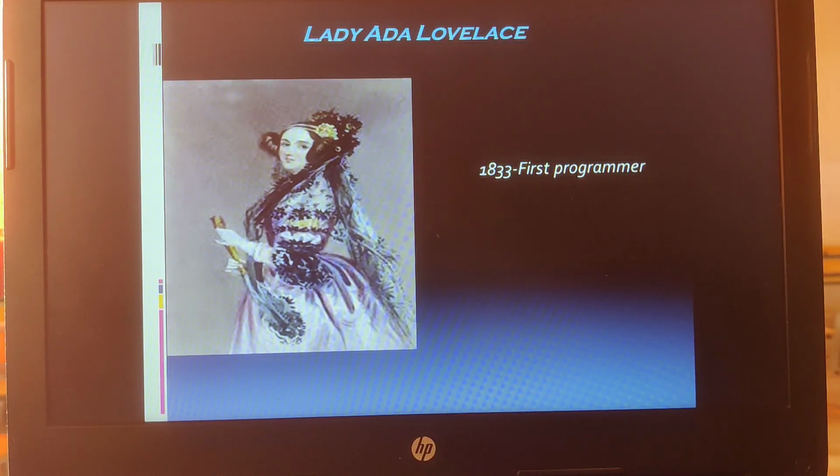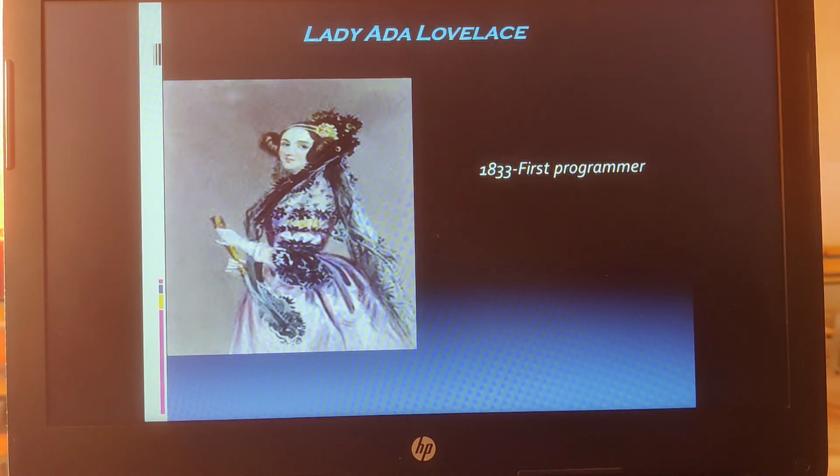You will get an important question: name the world's first programmer. Then you should write the complete answer as Lady Ada Lovelace. Also, write a short note on Charles Babbage is a very frequently asked question, and they will also ask who is considered the father of computers. Then you have to say Charles Babbage.